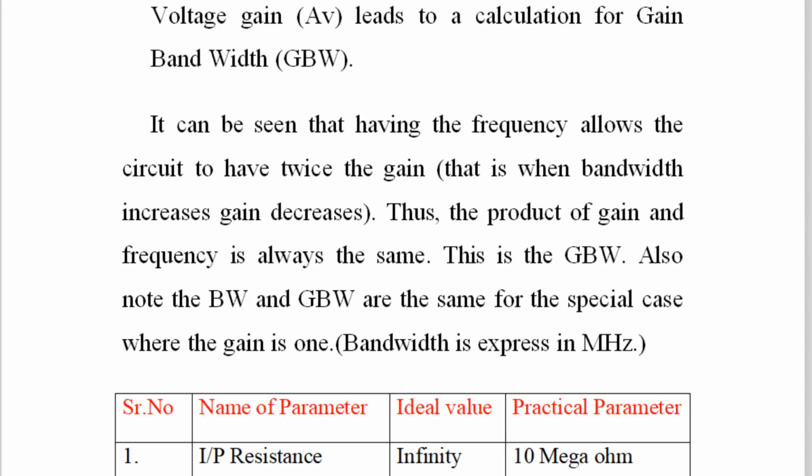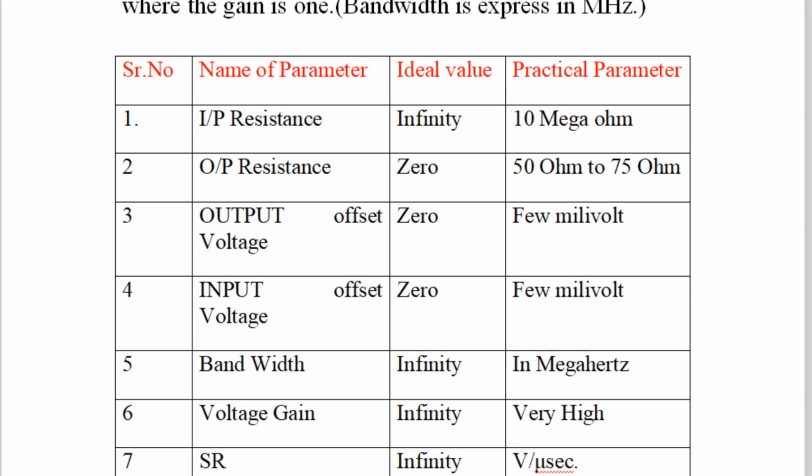Now let us go to ideal parameters and practical parameters. Here, see: number one, name of the parameter, then ideal value and practical value. Input resistance: ideally, no input current should flow for any applied voltage, meaning input resistance must ideally be infinite. But ideal is only imaginary and does not exist in real life. Practically it is 10 mega ohm or greater. Output resistance should be zero, but zero resistance is not possible. Even copper has a very small resistance. Practically it is 50 ohm to 75 ohm.